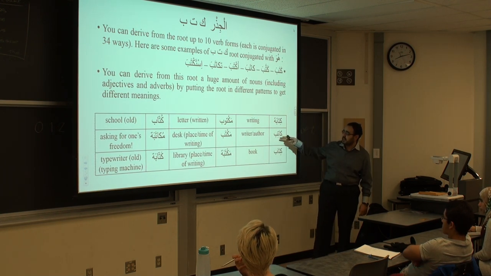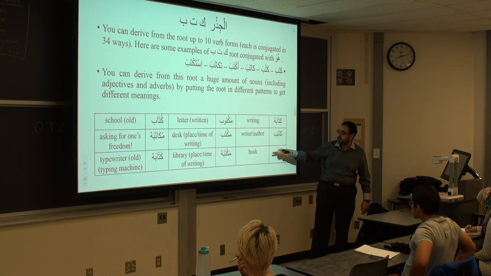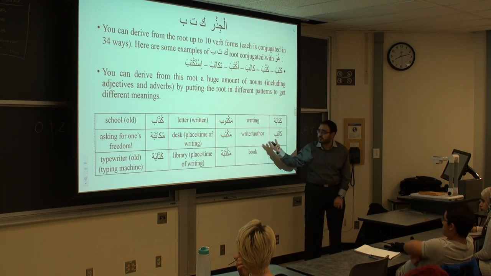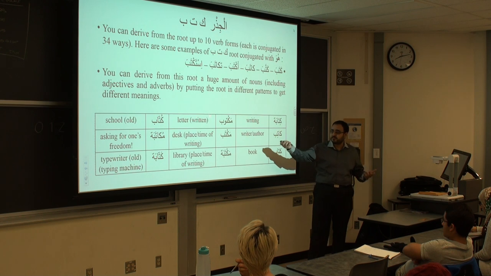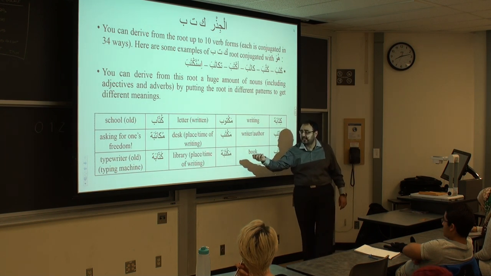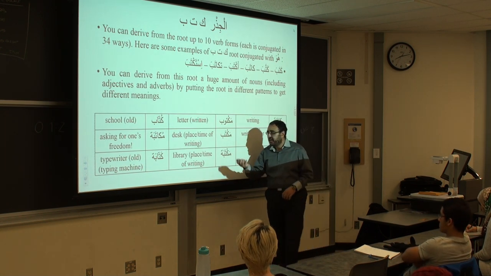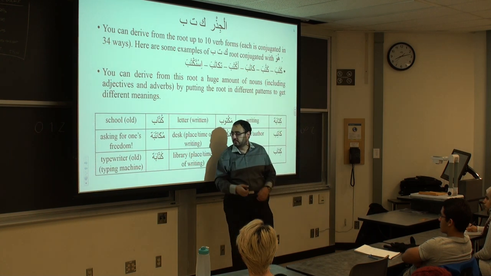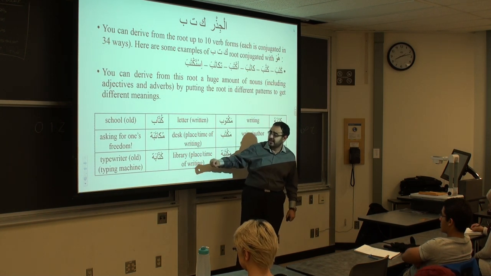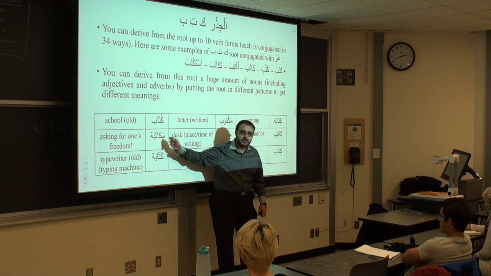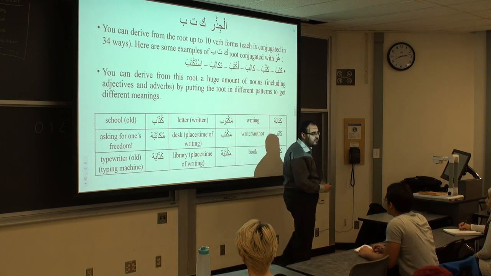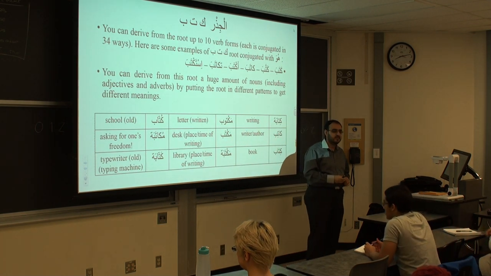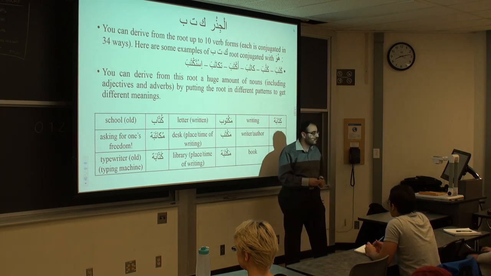So for instance, katib is the writer. Kitab is book, and it has to do with writing as well, and letter, and place, maktab, maktaba, place or time of writing. Even kuttab, the old word for school, that's fine. But mukataba, the semantic relationship here may not be very obvious. Anyone can try to guess? Scholars have more freedom.